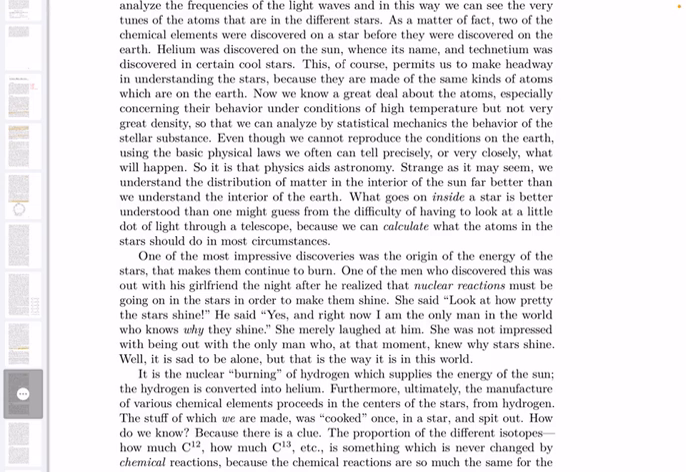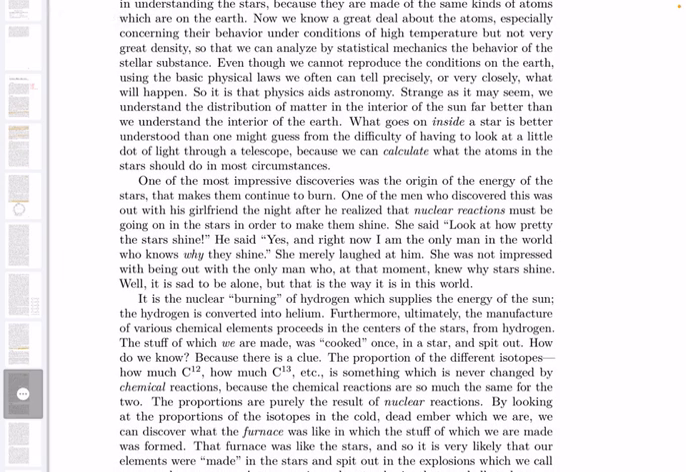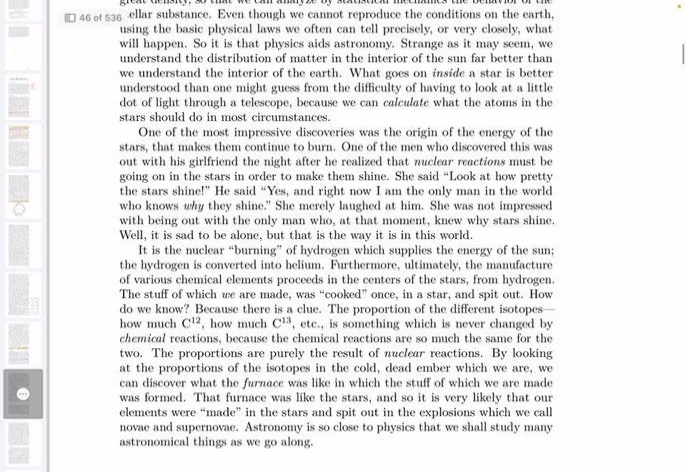This, of course, permits us to make headway in understanding the stars, because they are made of the same kinds of atoms which are on the Earth. Now we know a great deal about the atoms, especially concerning their behavior under conditions of high temperature but not very great density, so that we can analyze by statistical mechanics the behavior of the stellar substance, even though we cannot produce the conditions on the Earth using the basic physical laws. We often can tell precisely or very closely what will happen. So it is that physics aids astronomy.